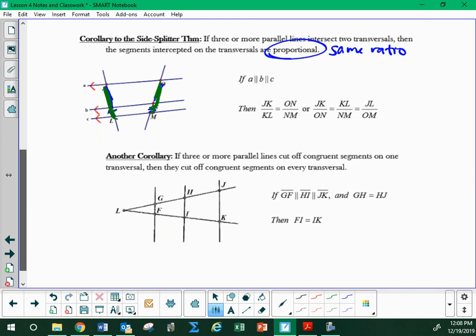Now, this other corollary, again, is kind of a follow-up thought. We, once again, have 3 or more parallel lines. So it's saying for here, what if these are parallel? So let's go ahead and just mark in that they're parallel.